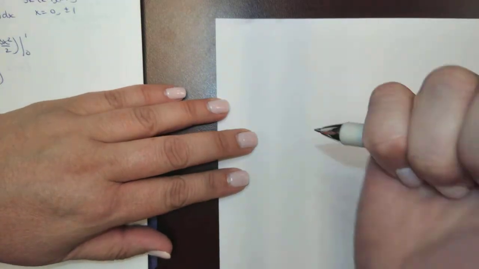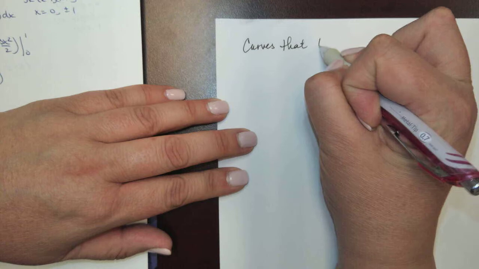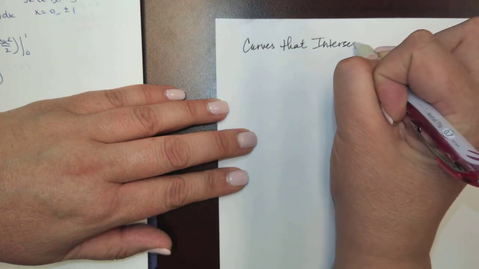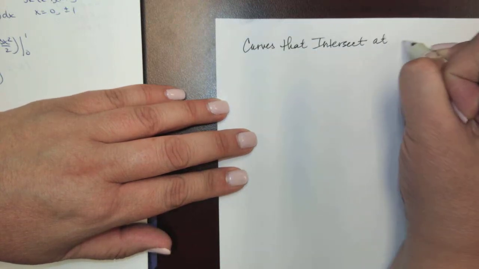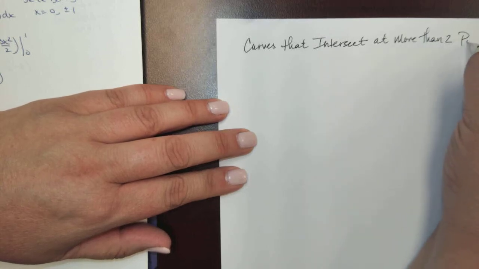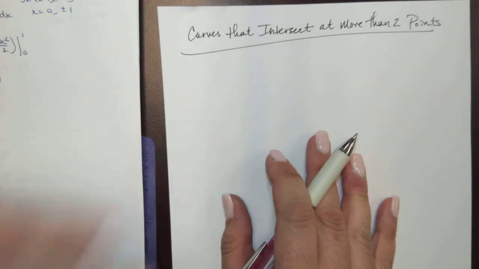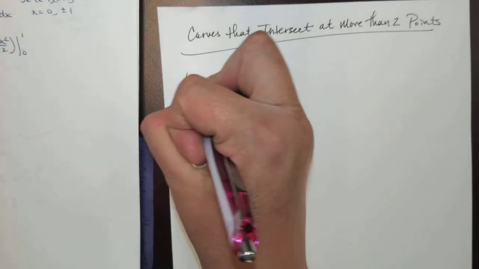Okay. What about curves that intersect at more than 2 points? And this is example number 5.